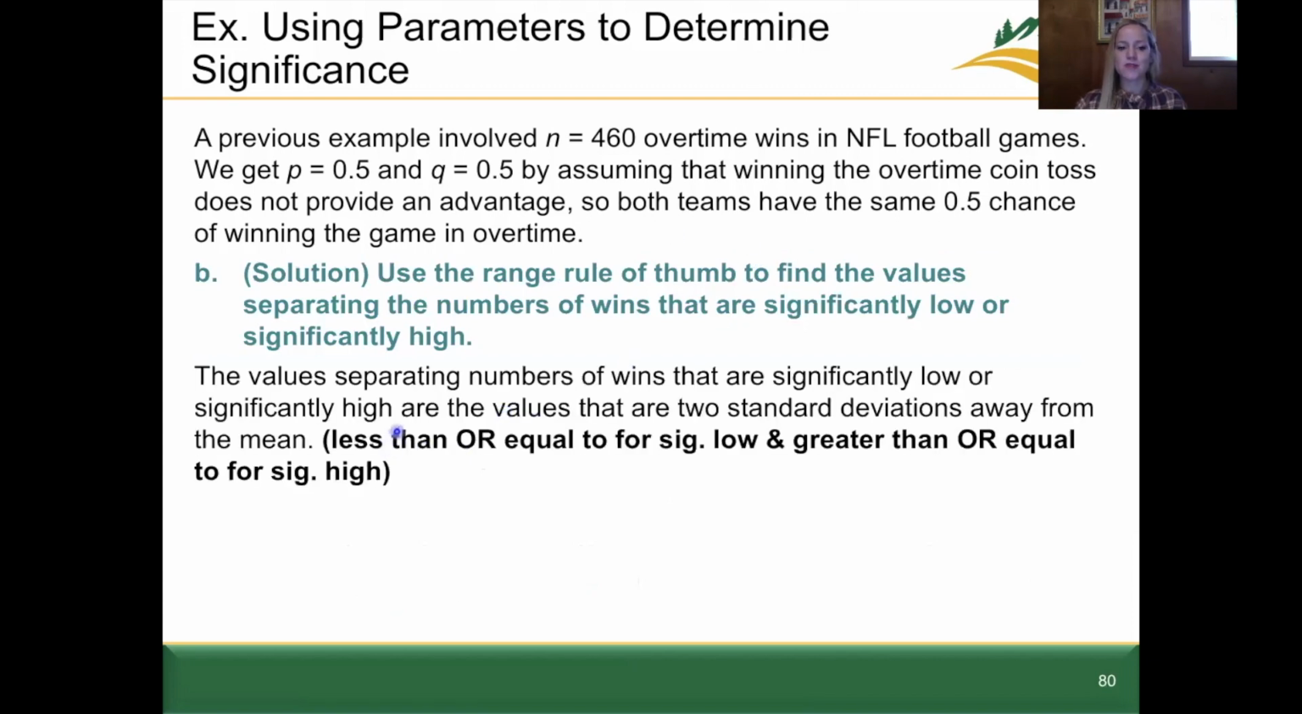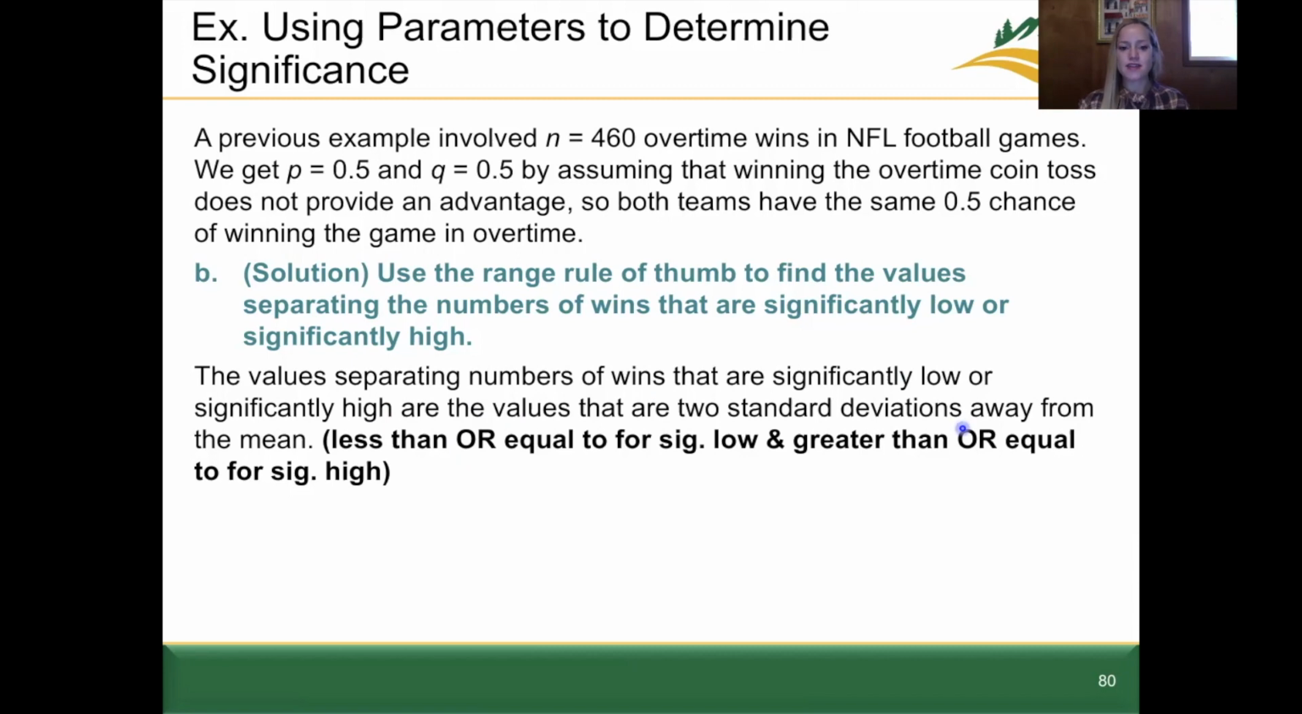Remember, when using the range rule of thumb here, the values separating the number of wins that are significantly low or significantly high are the values that are 2 standard deviations away from the mean. For values significantly low, they're less than or equal to the mean minus 2 times the standard deviation. For significantly high values, they're going to be greater than or equal to the mean plus 2 times standard deviation. It's important here to remember that this can be less than or equal to and greater than or equal to.